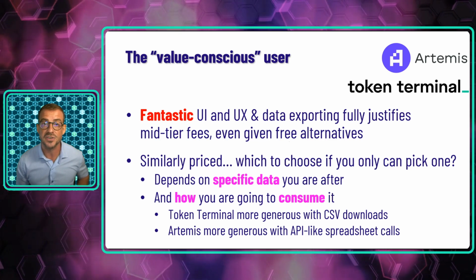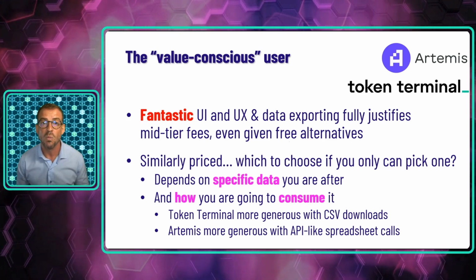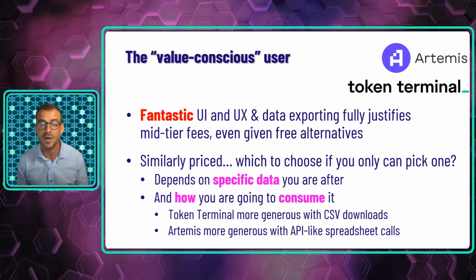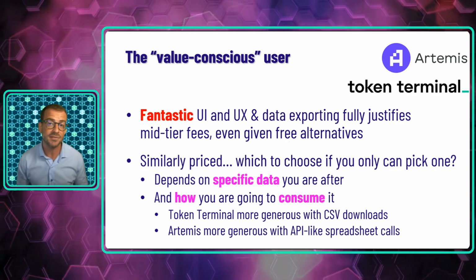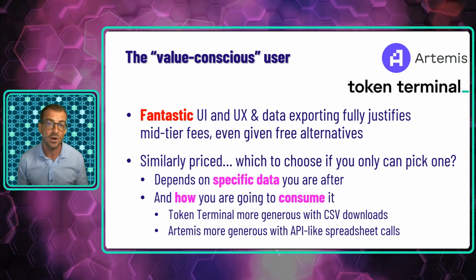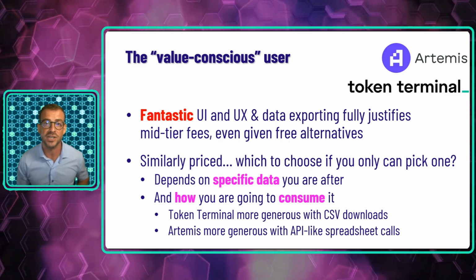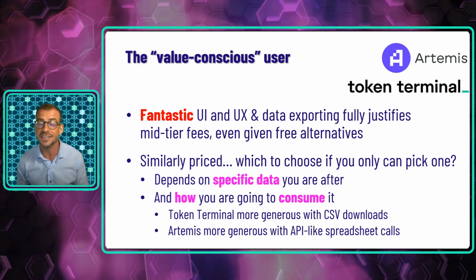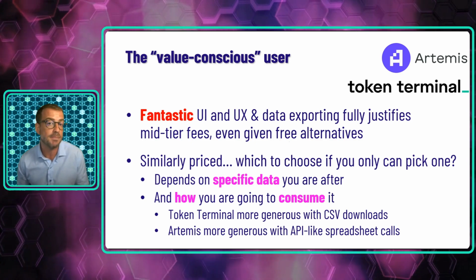Token Terminal places no limitations on the number of CSV files exported, while Artemis still does impose a limit of 30 CSV exports per month on their tier. But on the other hand, with Artemis, you get the benefit of 300,000 API calls per month, and the added bonus of this being available in your spreadsheet environment if that's your weapon of choice for data analysis. Artemis Sheets is basically a spreadsheet interface for API data. That's how the backend works.